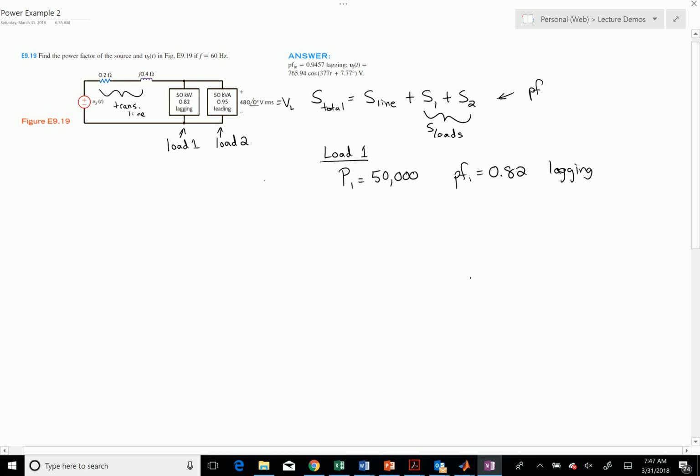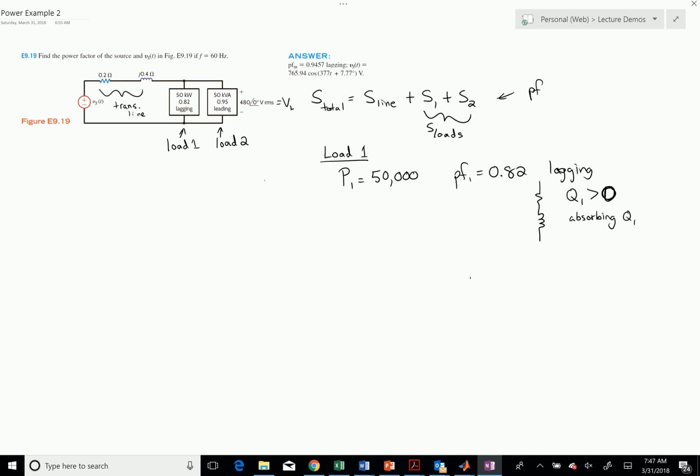So P1 is 50,000. I know that the real power absorbed by that load is 50 kilowatts. The power factor 1 is 0.82, and it's a lagging power factor. Whenever I have a lagging power factor, I know that I have an inductive type load. So I know Q1 has to be greater than 0 if it's lagging. This means it's absorbing Q1.